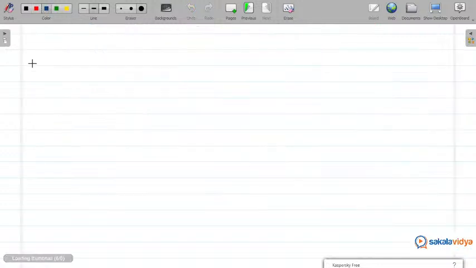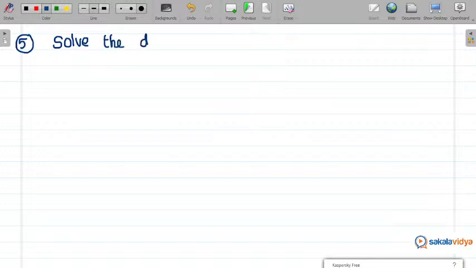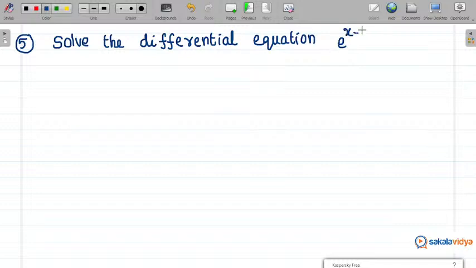Right. Question number 5. Solve the differential equation: e to the power of x minus y dx plus e to the power of y minus x dy is equal to 0. This is the question.